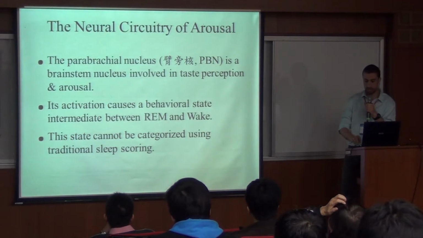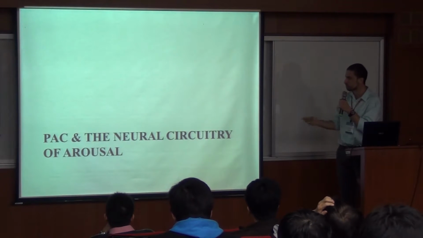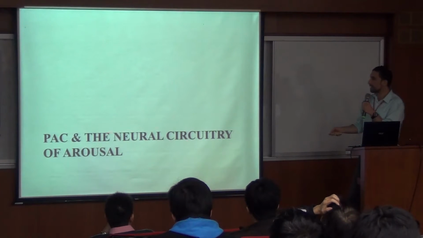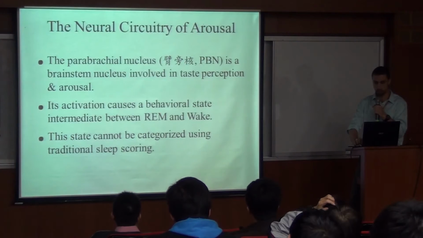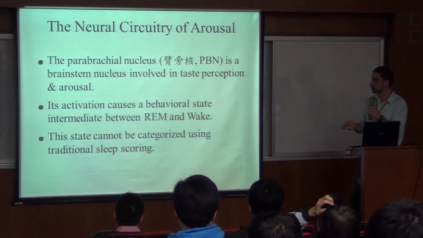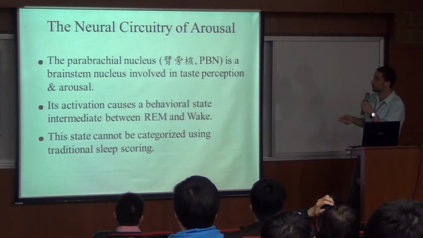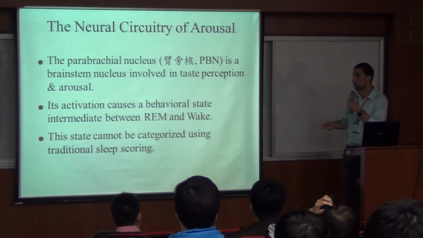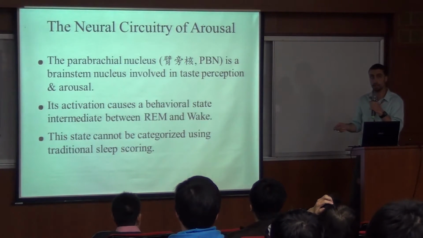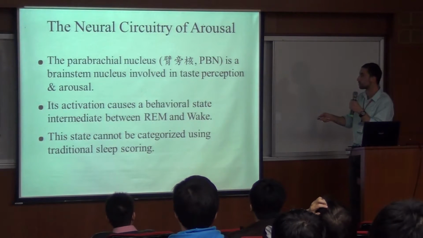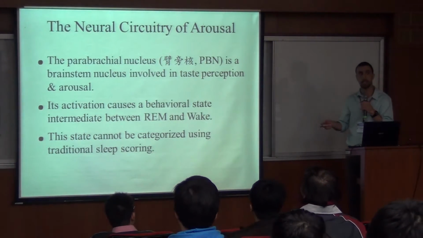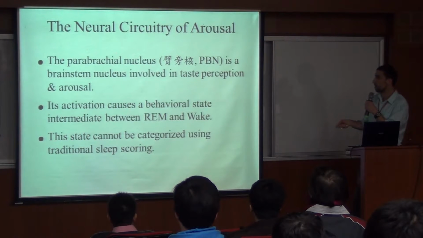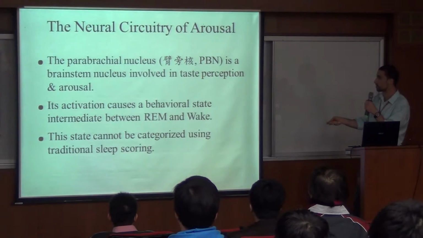So I'm going to show you a project where we've been using this result to kind of illuminate some of the neural circuitry of arousal. Okay, so the parabrachial nucleus is a brainstem nucleus that basically is involved in taste perception, and people also think it's involved in arousal. And our collaborator Satvinder Kaur from Beth Israel Medical Center has tried to probe this by activating the parabrachial nucleus using genetic technology, using a DREADD designer drug, which activates a designer receptor.